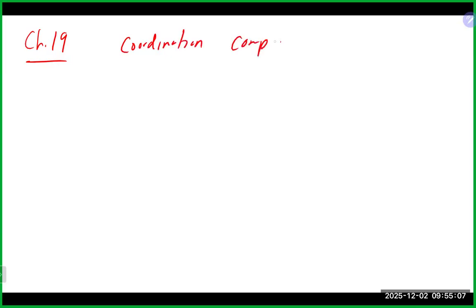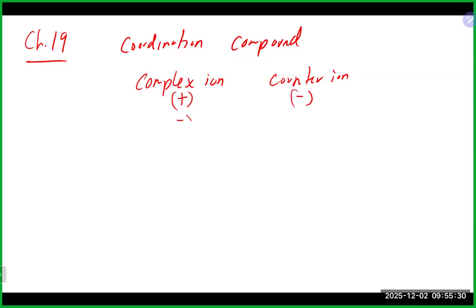Remember, a coordination compound basically consists of two things. There is a complex ion and there's a counter ion. They are sort of like an ionic compound that balance each other out. So you can have a positive complex ion and a negative counter ion, and vice versa. You could have a negative complex ion and a positive counter ion.